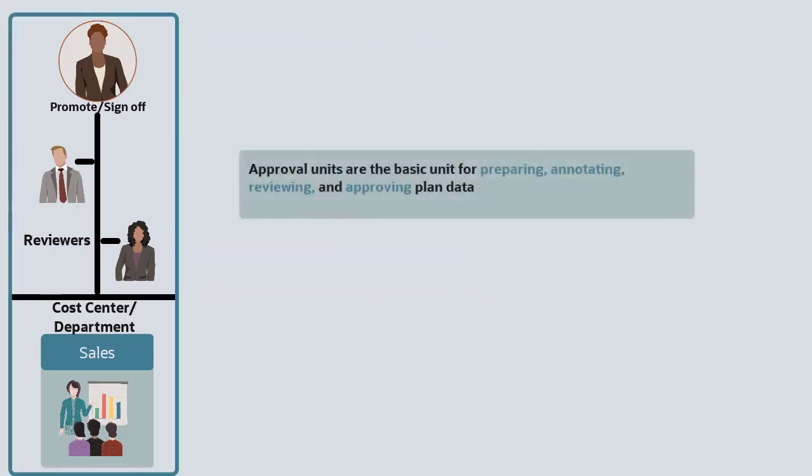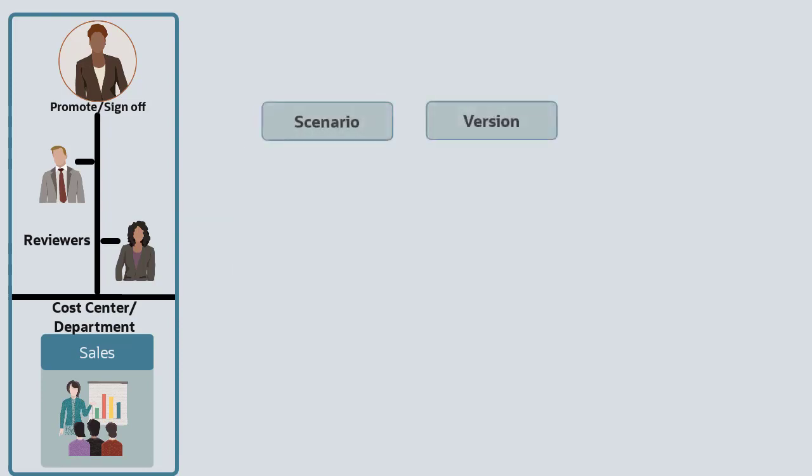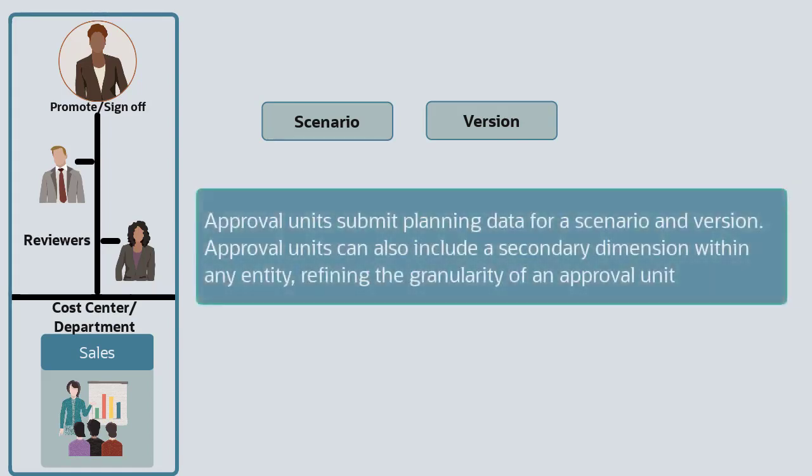Approval units are the basic unit for preparing, annotating, reviewing, and approving plan data. Approval units are combinations of scenario, version, and entity or part of an entity. You can have one scenario version combination per approval unit. Scenarios and versions are the basis of the review cycle. Approval units submit planning data for a scenario and version.